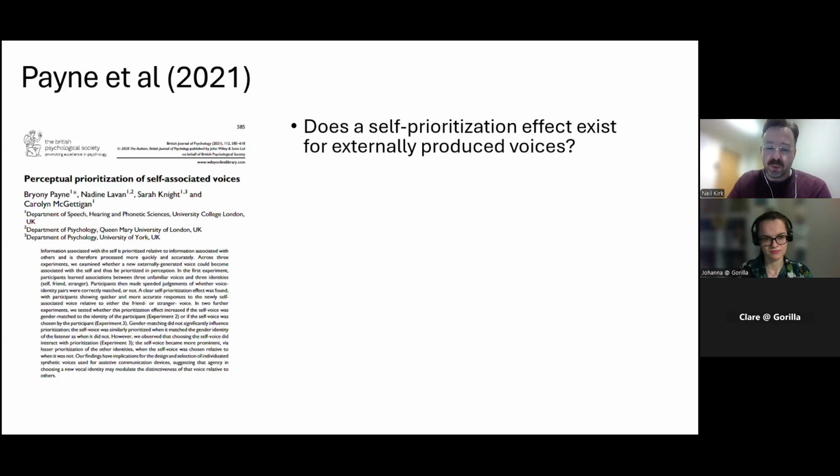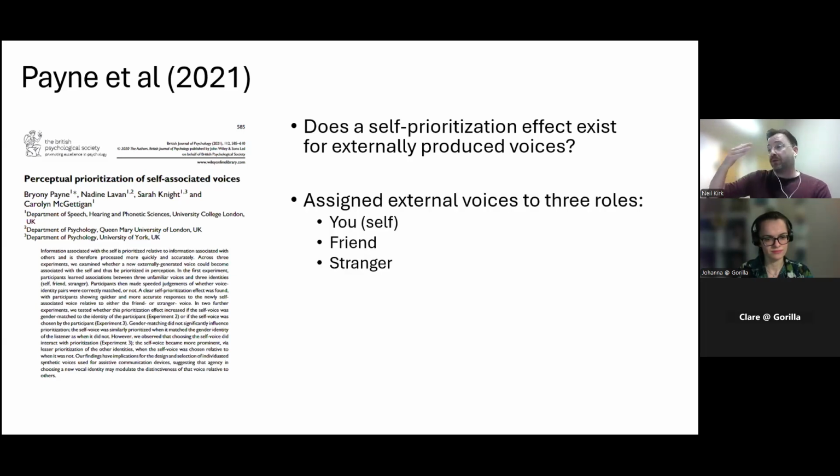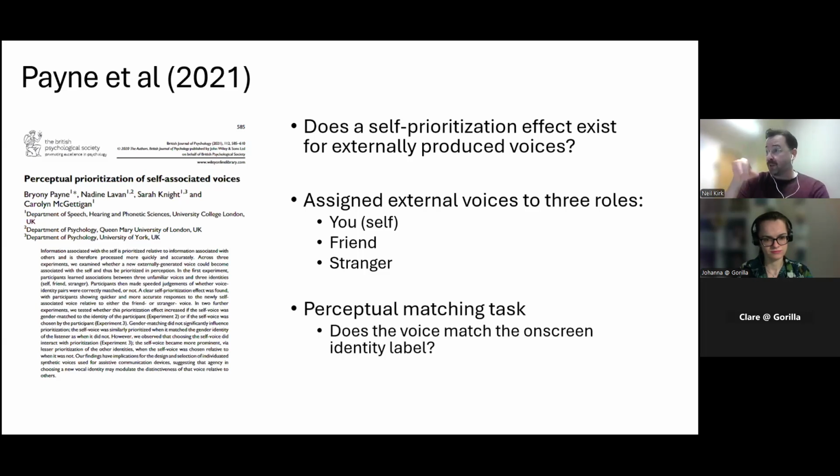And what they did was, again, use a similar paradigm, and they had 3 external voices. One was assigned as belonging to you, one was assigned as belonging to a friend, and one was assigned as belonging to a stranger. And again, a perceptual matching task. You heard the voice, you saw a label, and you had to say whether the two matched or were a mismatch.